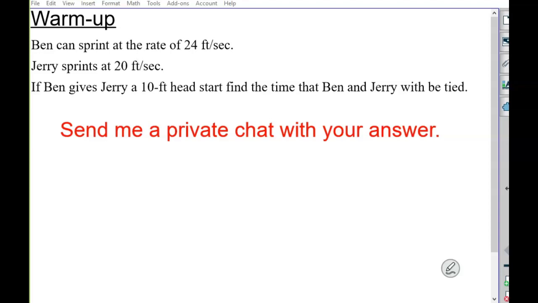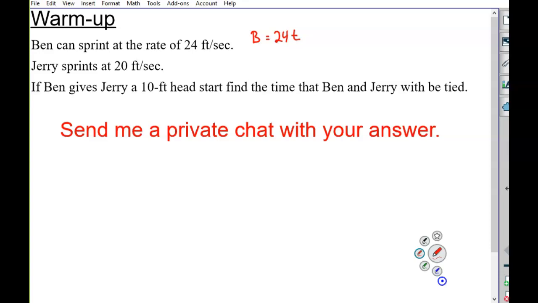Multiple ways to approach this. One way you can think of it from an algebraic approach is, what if we create an equation for each one? Let's say Ben runs at a rate of 24 feet per second. So his rate, or slope, is 24 feet.